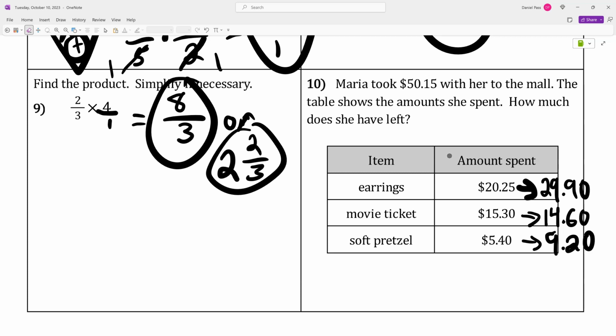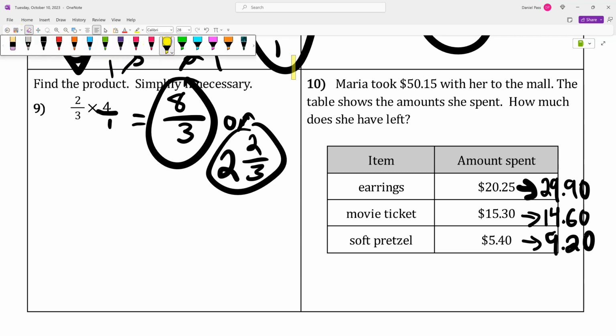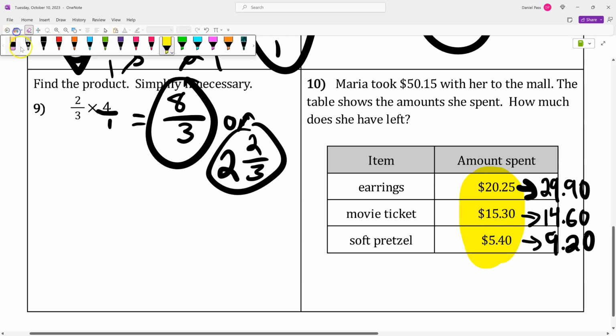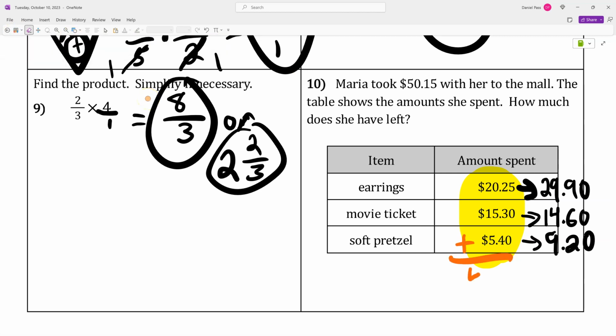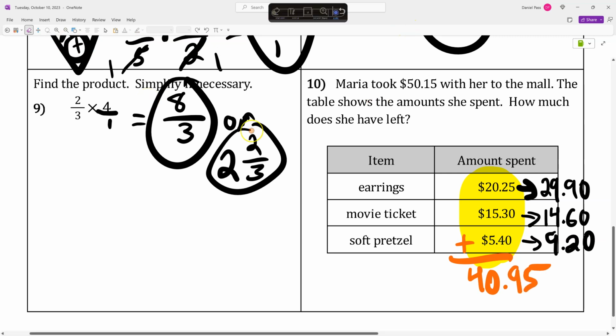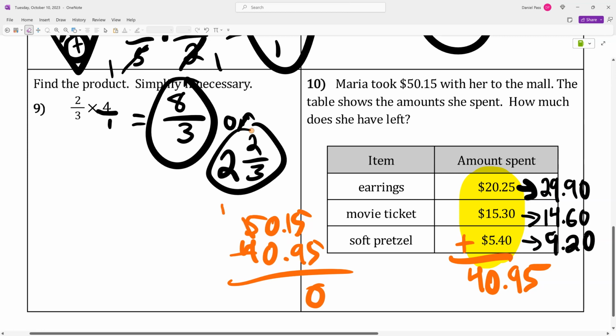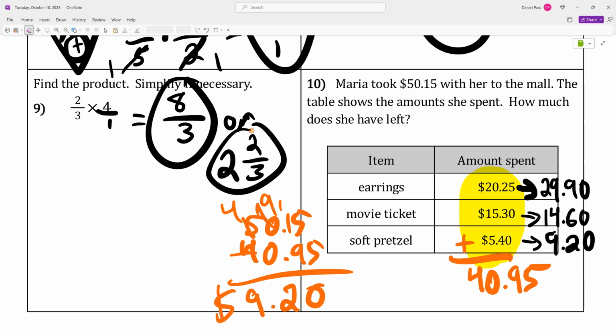Now, I would have done addition because I think that's faster. So did anybody do addition and get the same answer, 920? Okay, what did you get for your addition? Right, so these all added together make $40.95. And then we subtract that from $50.15. So 50.15 minus 40.95. Although we do have to do some borrowing here. Boo, borrowing. So 4, 10, 9. Alright, so 2, 9. So 920.